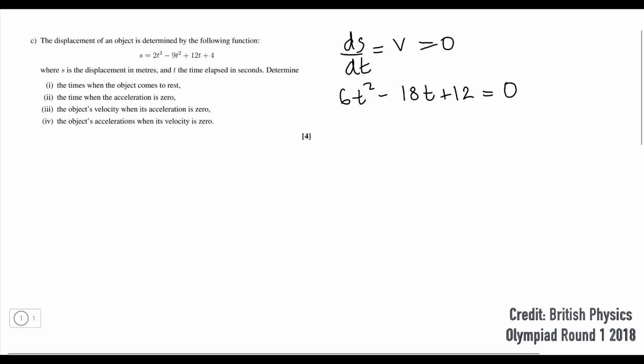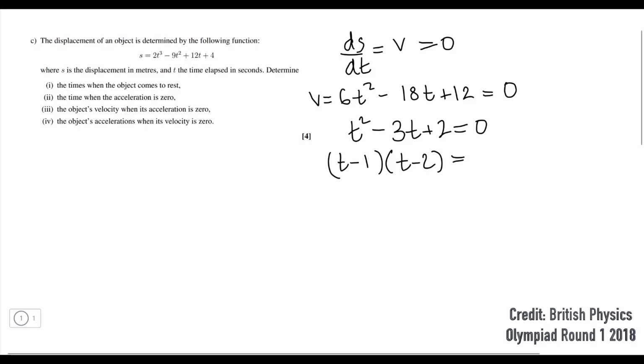That's equal to 0. And this here is actually going to be our expression for the speed, or the time derivative. I'm going to divide both sides by 6, and then I'm going to get t squared take away 3t plus 2 is equal to 0. Luckily for us, this is totally factorizable. So what is that going to give me? (t minus 1)(t take away 2) is equal to 0, giving me 2 times when the speed is 0, and that is at t equal to 1 second, or at t equal to 2 seconds.